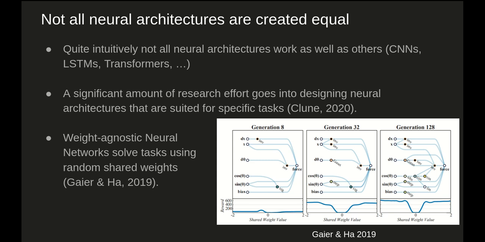One of my favorite works that took this to the extreme to really show how important neural architecture was in any given task is by Adam Gaier and David Ha's work on weight-agnostic neural networks. Basically what they did is they showed if you only learn the architecture of a neural network and evaluate the performance of that network using random shared weights, you can evolve networks capable of solving several different tasks with architecture alone.